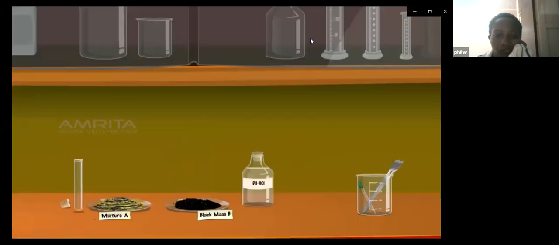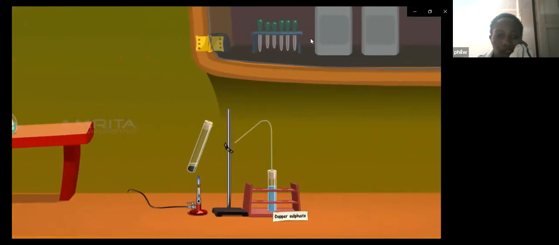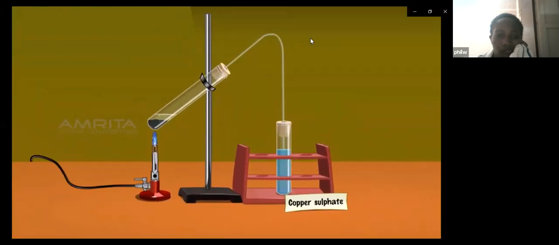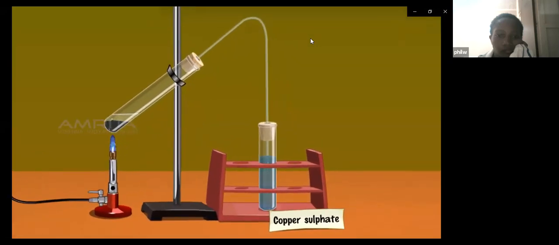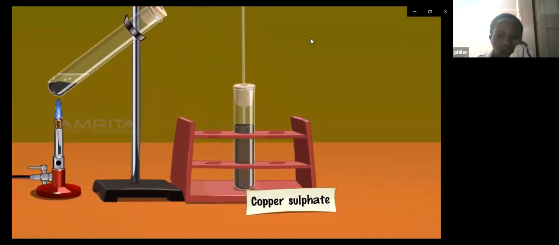Now, take a small quantity of black mass B in another test tube. Add a few drops of dilute HCl into it. Cork the test tube. Connect the test tube with the bent tube to another test tube containing copper sulfate solution. Heat the contents of the test tube gently. A colorless gas evolves that reacts with copper sulfate to form a black colored precipitate. The gas evolved is hydrogen sulfide H2S, which reacts with copper sulfate to form black precipitate of copper sulfide.